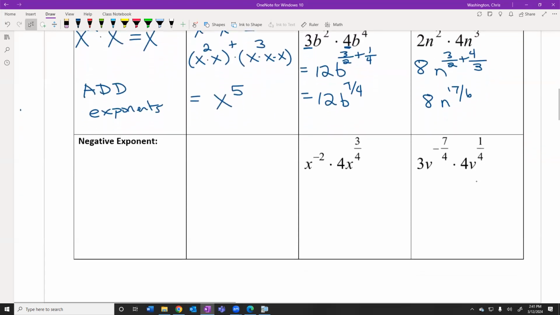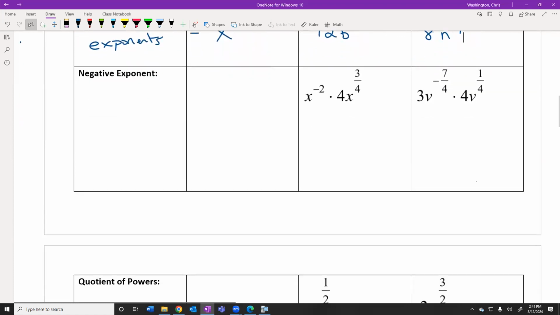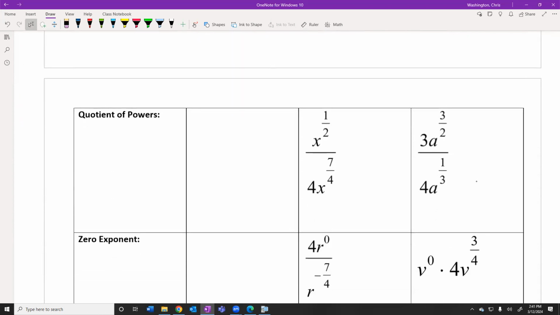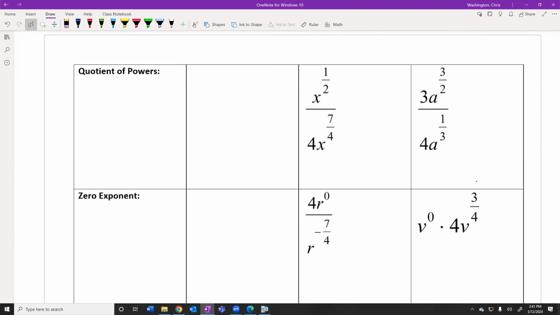All right. Before we go to the negative exponent, we're going to skip over to this one right quick, the quotient of powers. We're going to do that one right quick. We're not going to talk about why. We're not going to do any examples. We're just going to talk about the property.